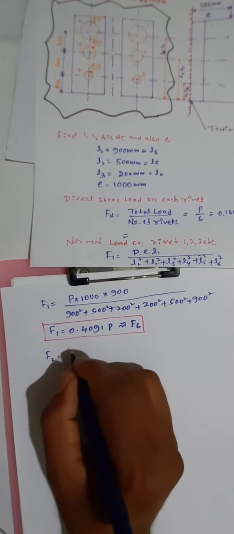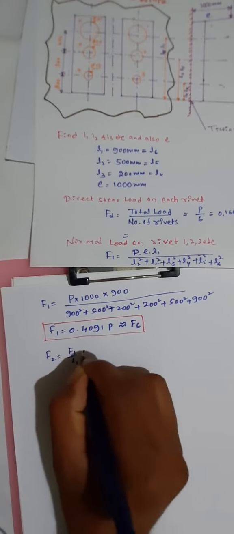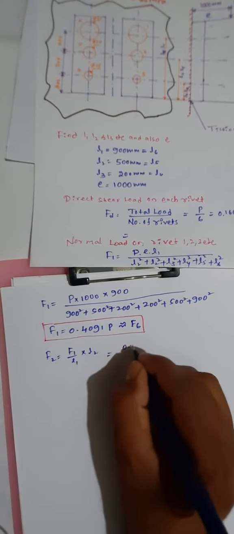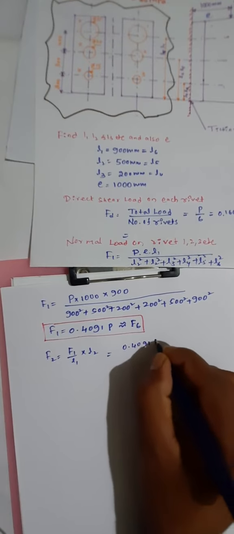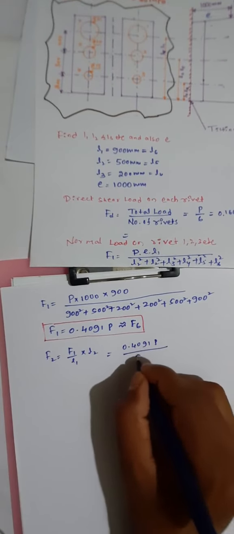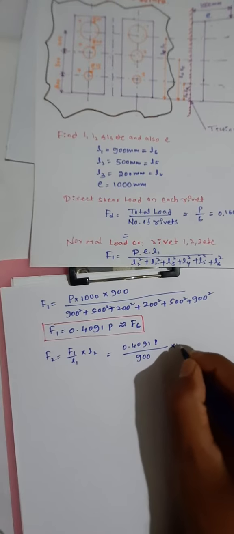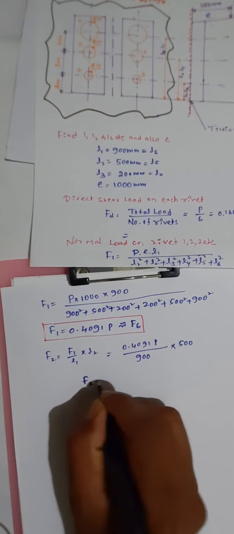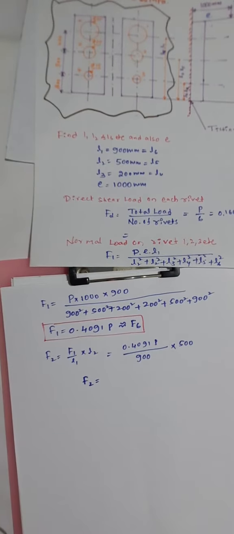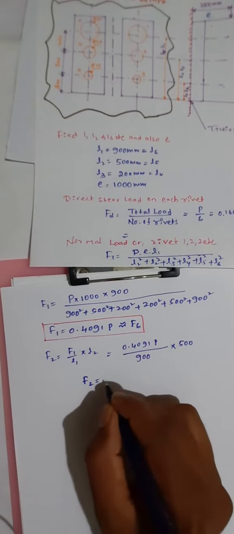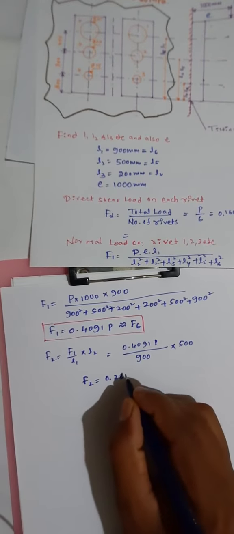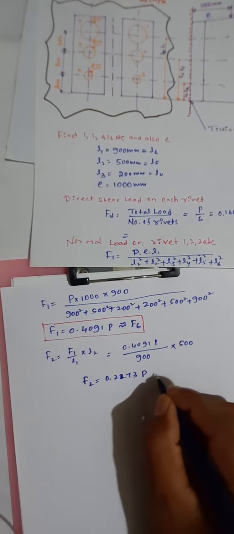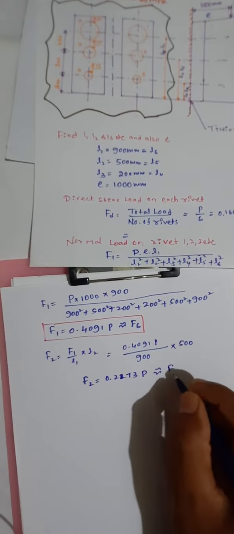In the same way, we need to find the value of F2. F2 is equal to F1 by L1 into L2. Substitute that value. We know F1 is 0.4091 P divided by, we know the value of L1, that is 900 into 500. If you simplify this, F2 will be 0.2273 P, which is also called F5.